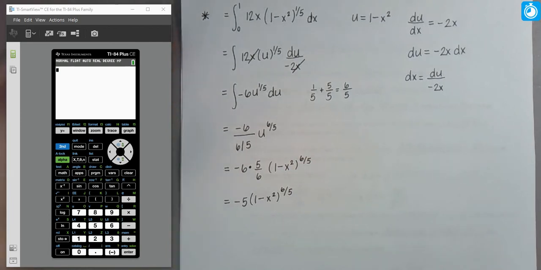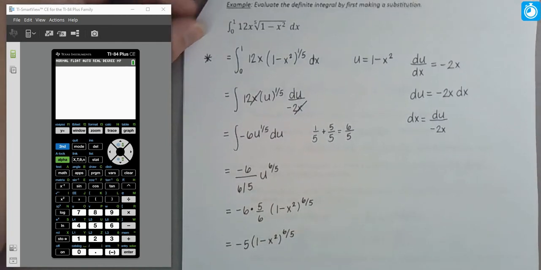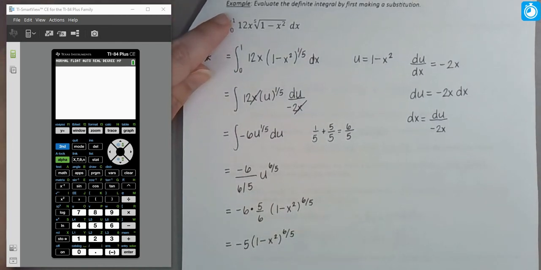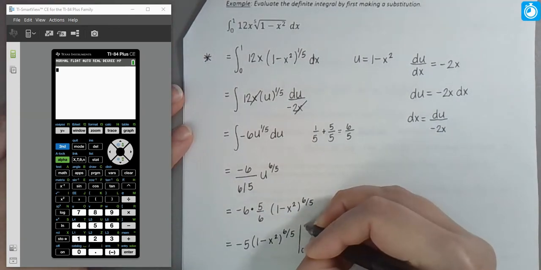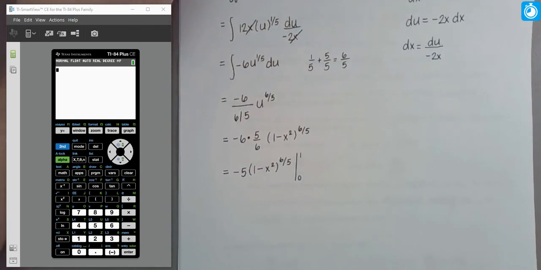Now, let's go back to the original problem. We wanted to integrate from x equals 0 to x equals 1. So now we will apply our limits of integration. We're evaluating from 0 to 1.